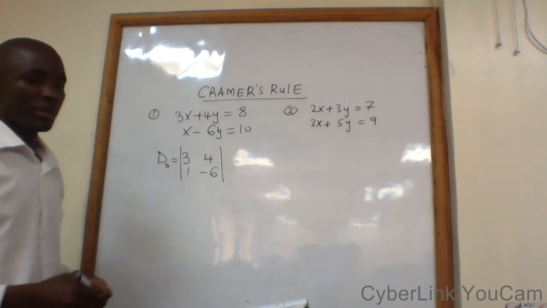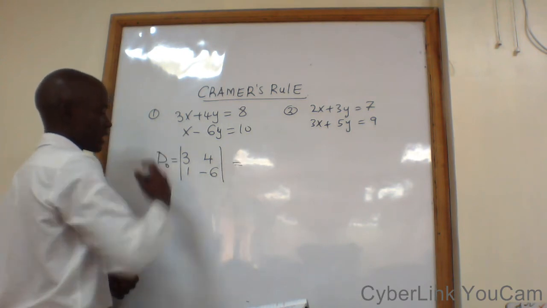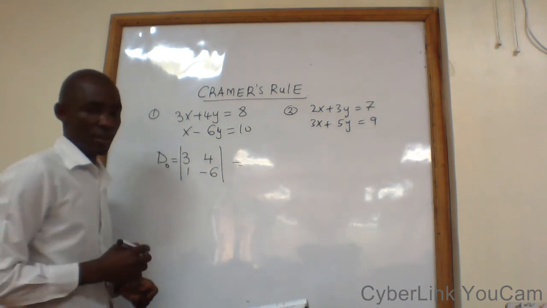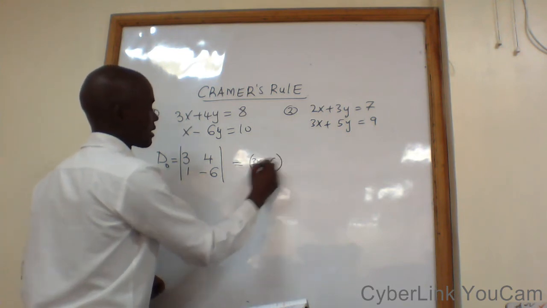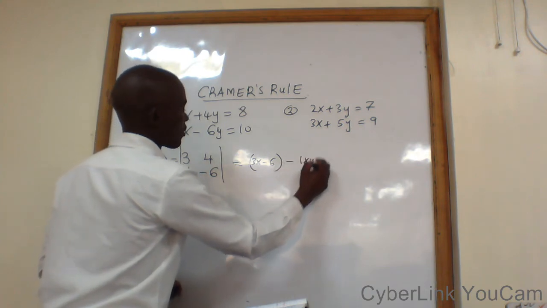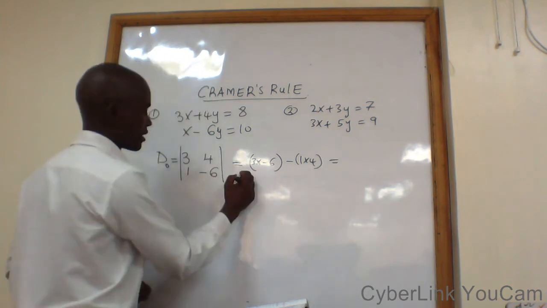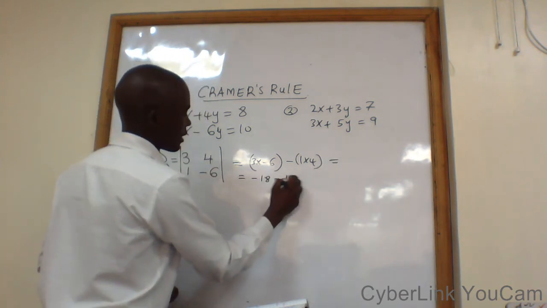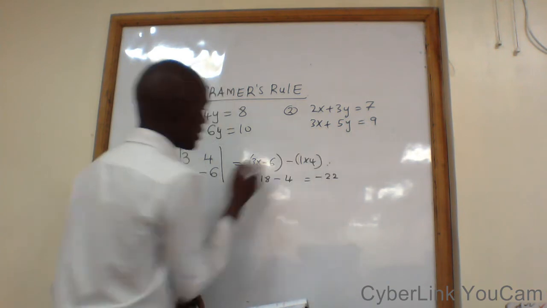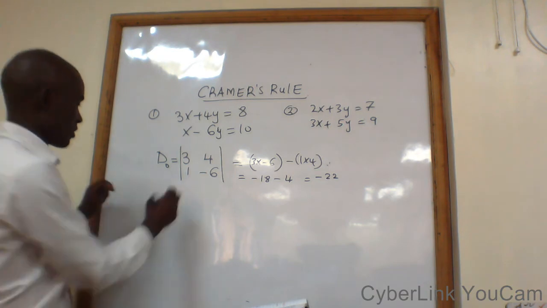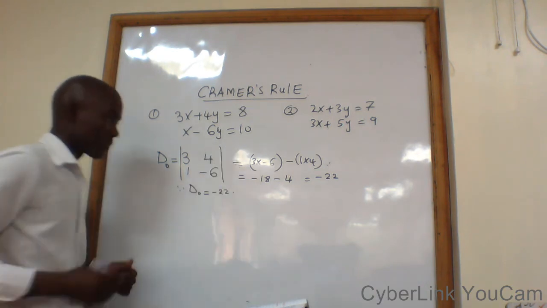And how do you get the determinant? The determinant is given by the product of the right hand diagonal minus the product of the left hand diagonal, which will be given by 3 times minus 6 minus 1 times 4. Basically, this is minus 18 minus 4, which gives us minus 22 as our original determinant. Therefore, our D naught is equal to minus 22.